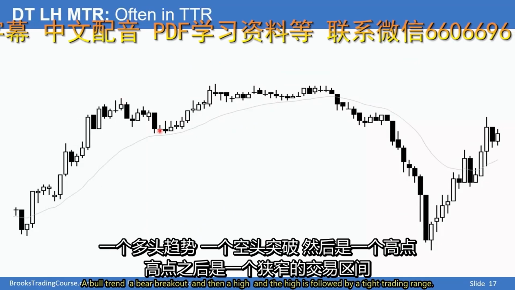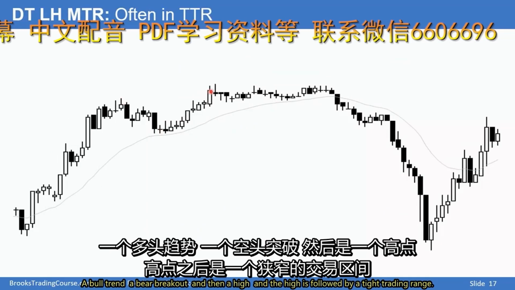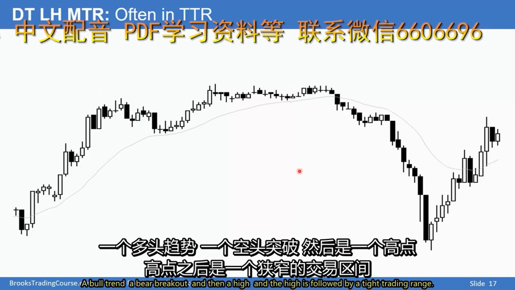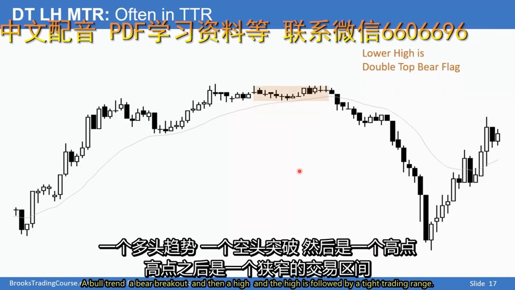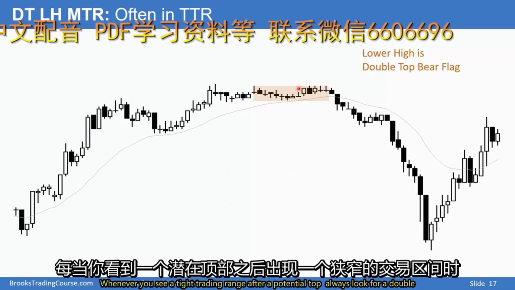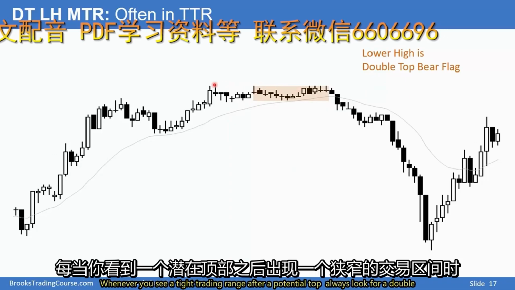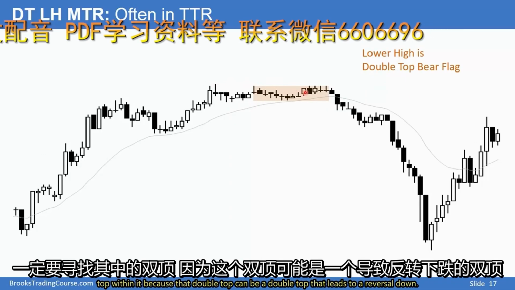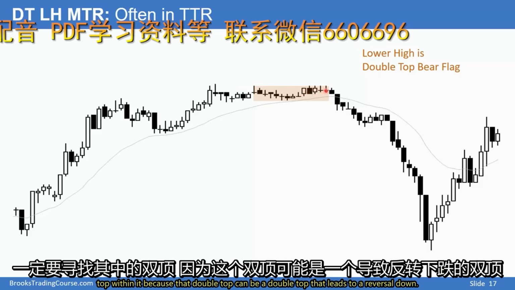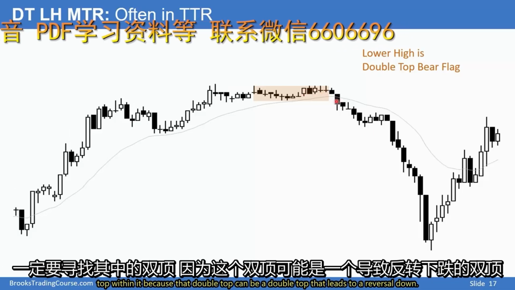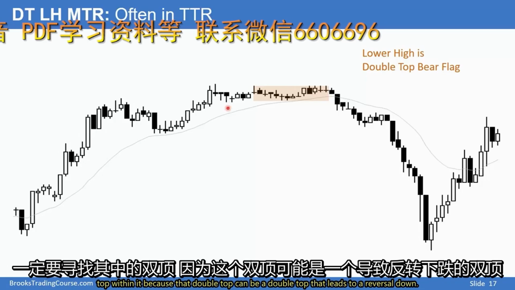A bull trend, a bear breakout, and then a high, and the high is followed by a tight trading range. Whenever you see a tight trading range after a potential top, always look for a double top within it, because that double top can be a double top that leads to a reversal down.